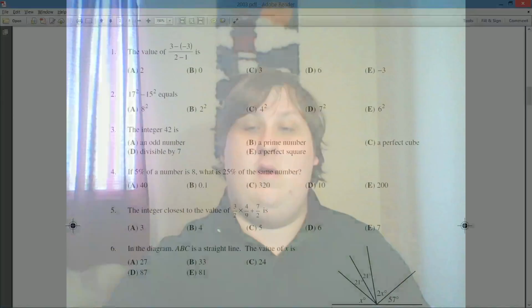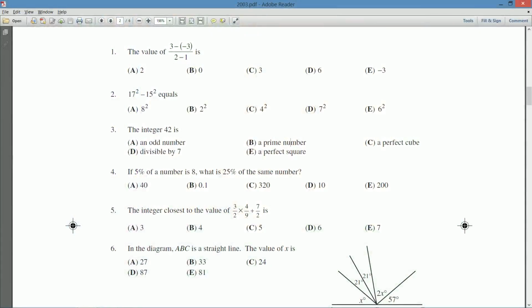Okay? So what's C? Well, C is a perfect cube. So there's a couple ways you can do this one. If you have a calculator that has a cube root button on it, I do. I can do the cube root of 42, and I can get about 3.4760, but for a perfect cube, if I do a cube root, I should get an integer back, and I don't. I get 3 something or other.